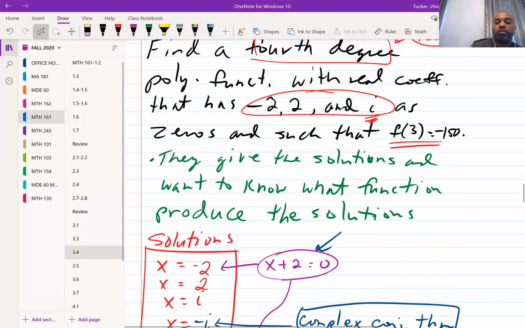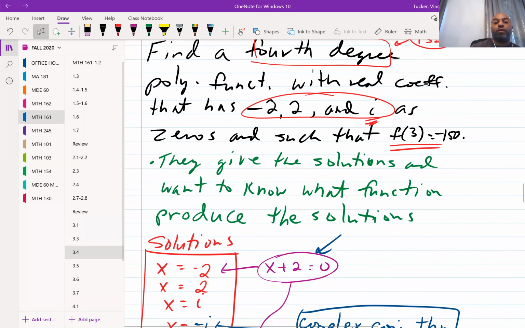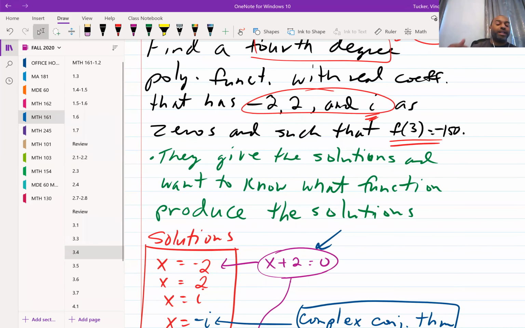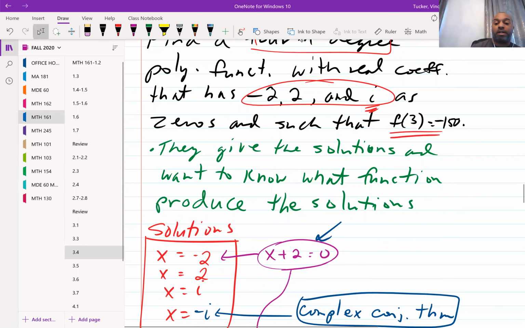I'll scroll up right here. All right, so notice they gave us 3 solutions, but they want a 4th degree polynomial. 4th degree means that the highest exponent of your polynomial is 4. So that means we should be getting 4 solutions, but they only gave us 3. We just talked about the complex conjugate theorem. They gave us an imaginary solution. So when they give you i, they assume you know that another imaginary number comes with it, and that's going to be negative i.